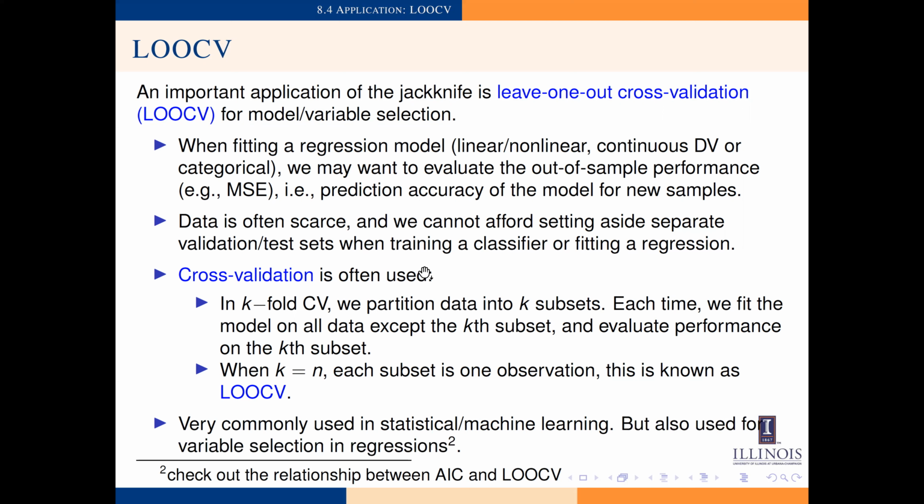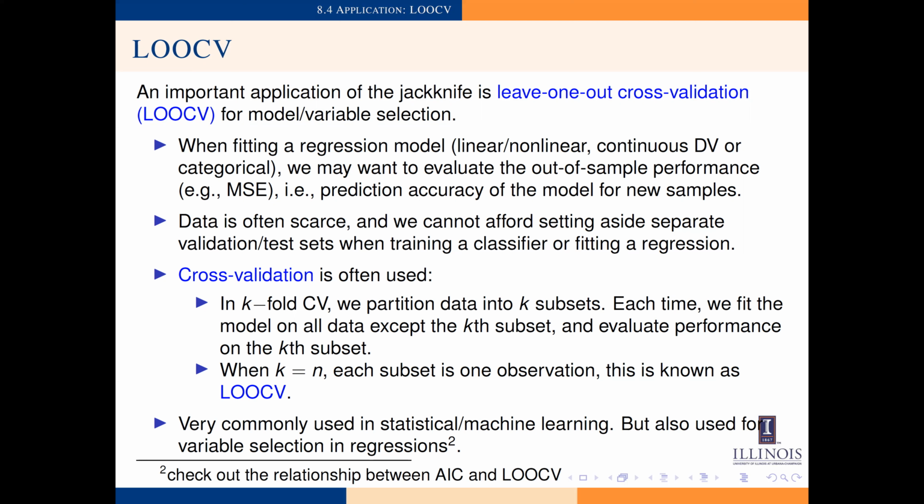However, as a statistician, you should know that cross-validation, specifically LOOCV, is not something exclusive to data miners. It is actually also used for variable selection in regressions, for example, our linear regression models. If you have taken 425, then you might have learned one of the variable selection methods, which is the use of the AIC. So it turns out that the AIC is asymptotically equivalent to LOOCV.